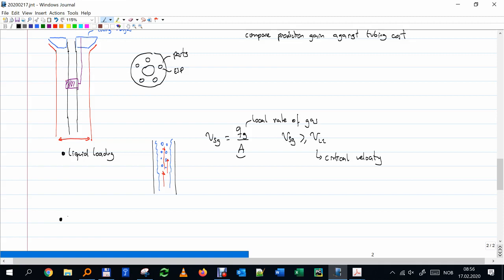And one more thing I have to be careful of is the erosional velocity. This VSG also has to be less than the erosional velocity, which is given by API. Does any of you remember? The erosional, I think it's 14, is it 14E?